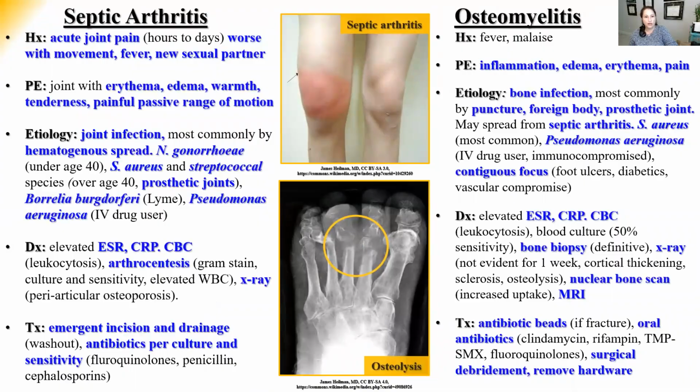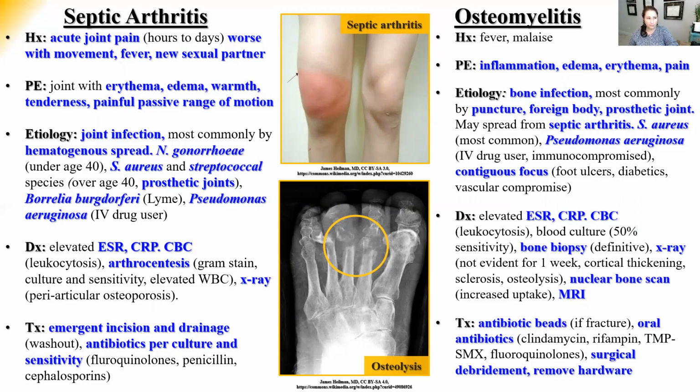Next, we have septic arthritis and osteomyelitis. This is an infectious process. Septic arthritis is going to be an infection in the joint. So this is a joint infection, most commonly caused by hematogenous spread. Acute joint pain for hours to days. That pain is much worse with movement. They may have a history of systemic things like fever. They may have a new sexual partner. We know that gonorrhea is a common cause of septic arthritis.